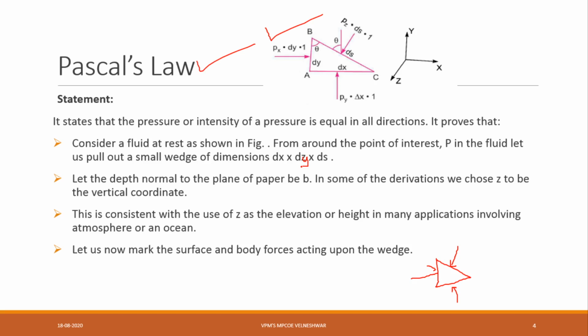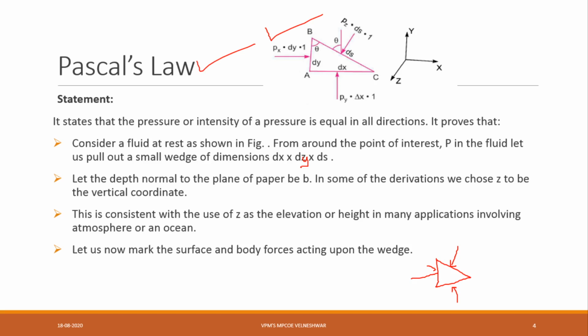Let the depth normal to the plane of paper be B. He is considering depth normal B. In some derivations we choose z as the vertical coordinate. In some derivation z will be there, but in some derivation y will be there. Nothing is changed here.